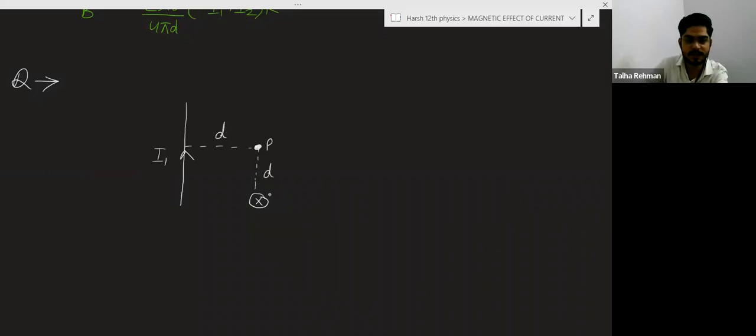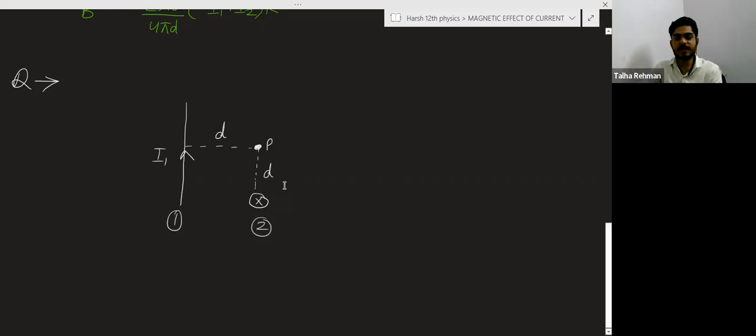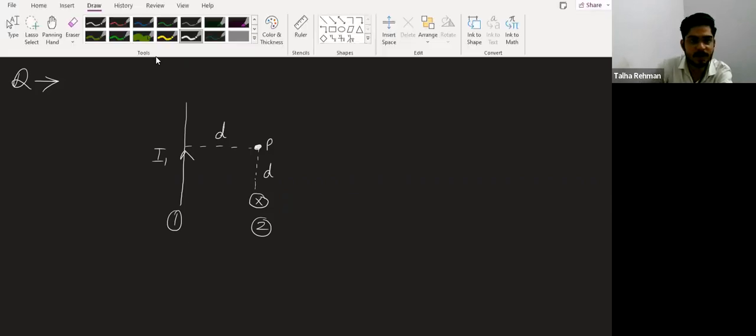This is wire 1, this is wire 2, and this sign shows the direction of the current is into your screen, and you have to just calculate the magnetic field at the point P. So the question is: find magnetic field at point P. So just see how I will solve this.